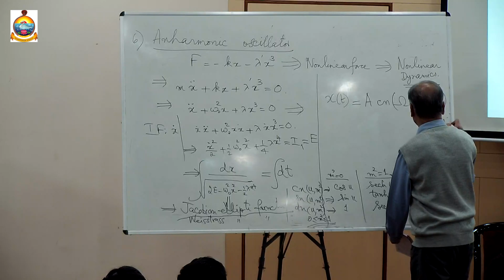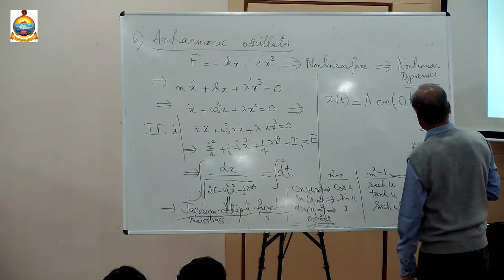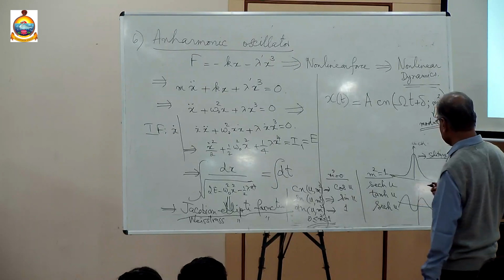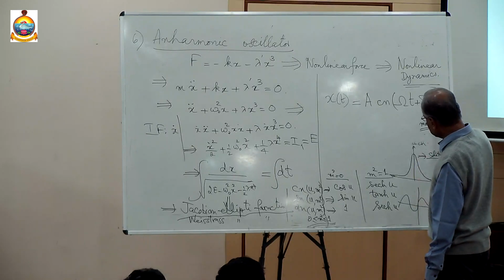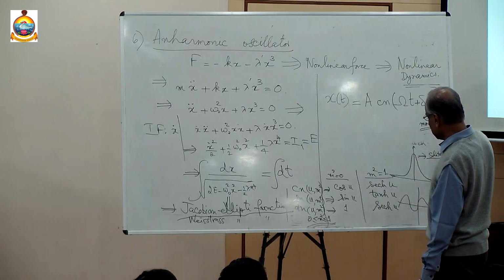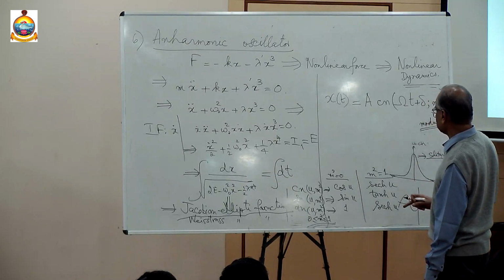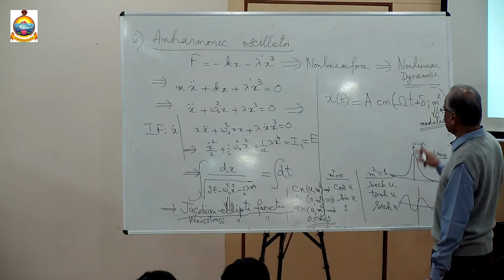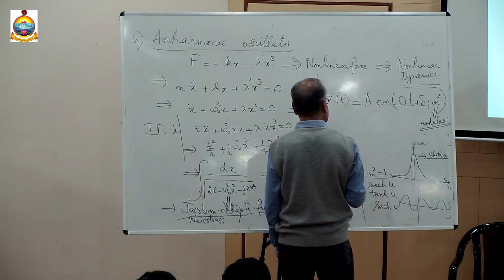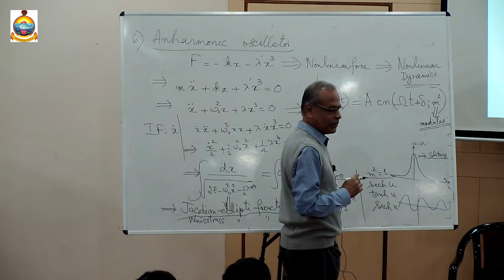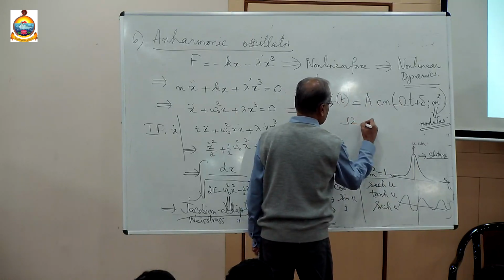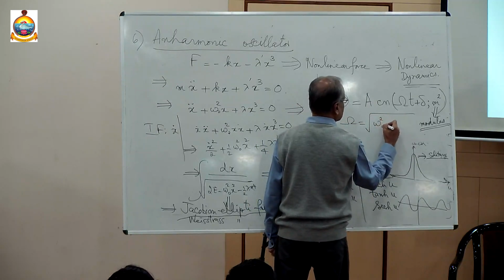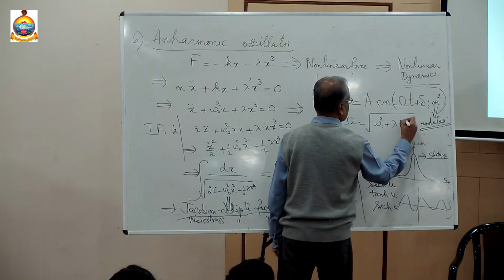Ramanujan has used this modulus, Ramanujan's modular theta function, and so on and so forth. So this m square, as I said, can vary between 0 and 1, depending on the value of A. Now, this omega is not just omega naught. That's the critical factor. Omega is the square root of omega naught square plus lambda A square.